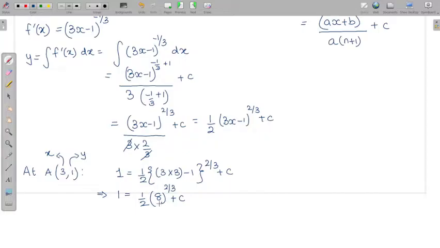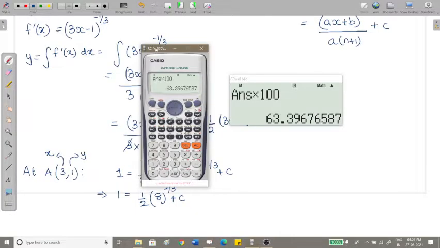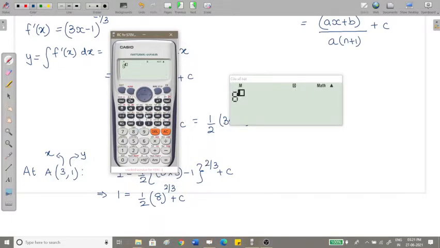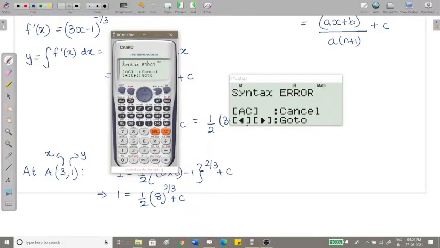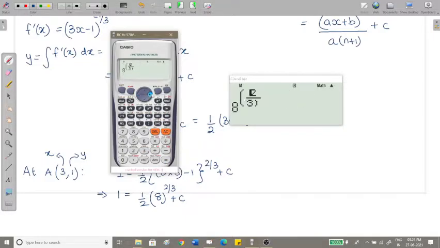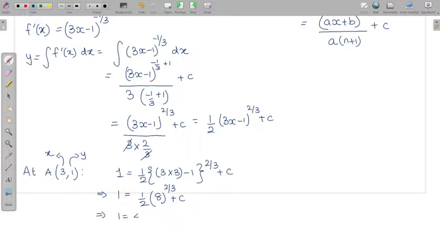Okay, so now let's bring out our calculator. So here we have 8 to the power of 2 by 3. Okay, so that comes to 4. So this will be 1 equals 4 plus c. So c should be equal to 1 minus 4, and that comes to minus 3.